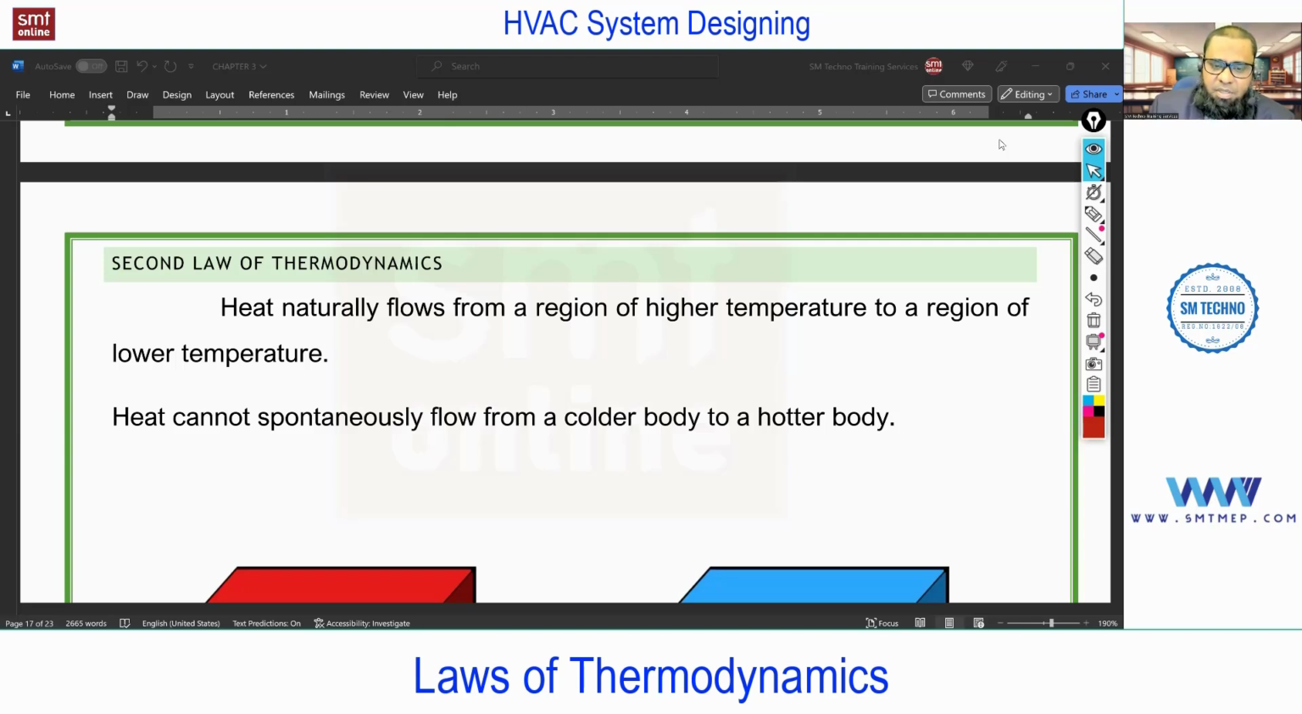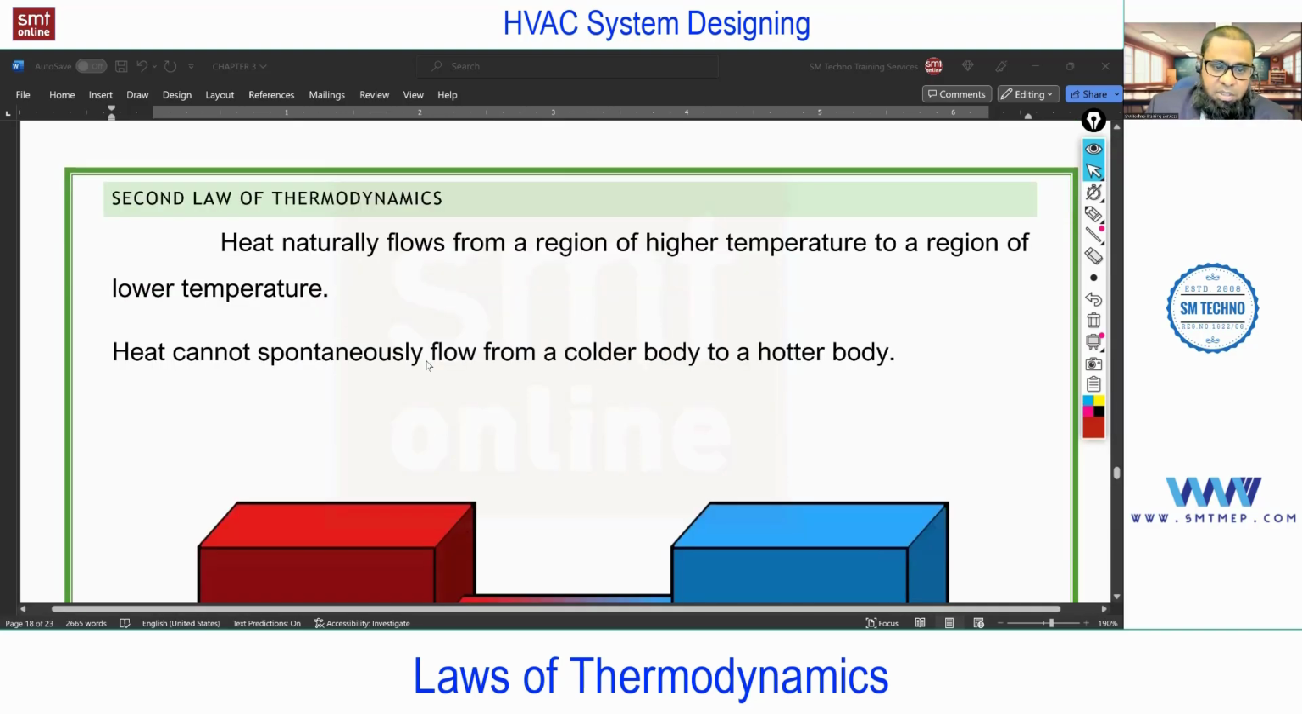Or in other words, I can say by nature, heat will transfer from higher temperature to the lower temperature. You see, it's very simple. But now we'll discuss the importance of this. But let me quickly complete this theory. You see, heat naturally flows from a region of higher temperature to a region of lower temperature without any system or without any work on that particular system.